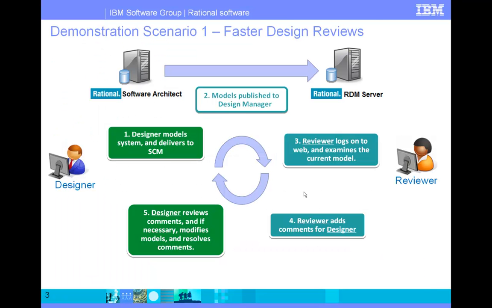So our demonstration scenario today for collaborative design management will follow these steps. First, our designer models our system and delivers it to the source code management repository. Models are continuously published to Design Manager. Then step 3, the reviewer logs onto the web and examines the current model. Step 4, the reviewer adds comments for the designer to consider. And step 5, the designer reviews the comments and, if necessary, modifies the models and resolves the comments. So let's begin our demonstration.